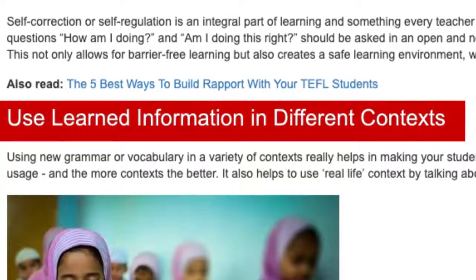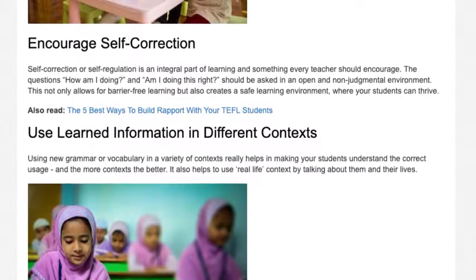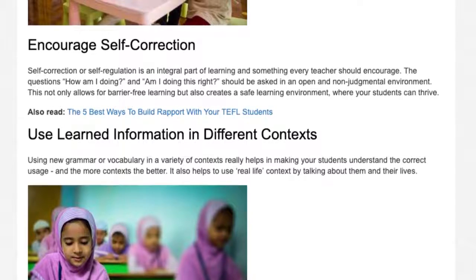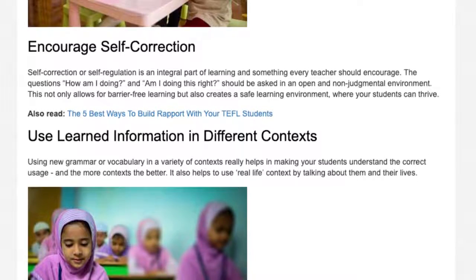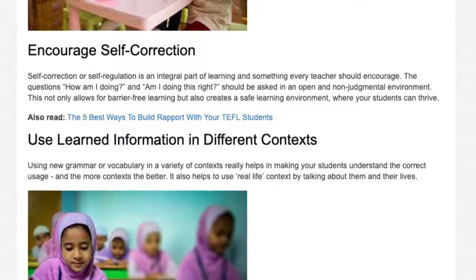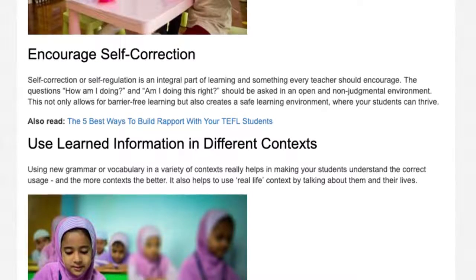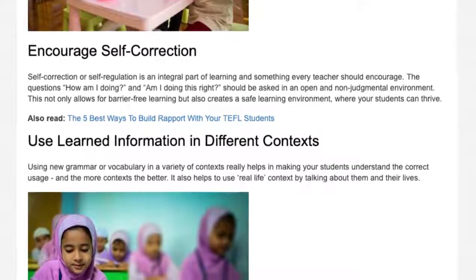Use learned information in different contexts. Using new grammar or vocabulary in a variety of contexts really helps in making your students understand the correct usage, and the more contexts the better. It also helps to use real-life context by talking about them and their lives.